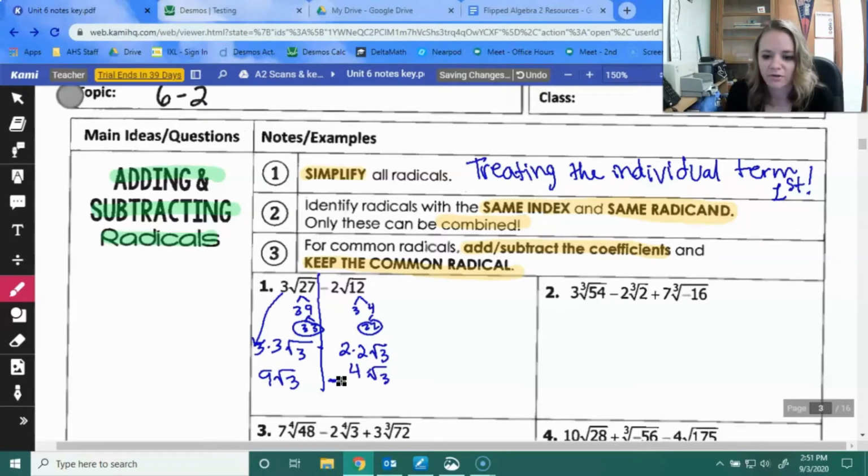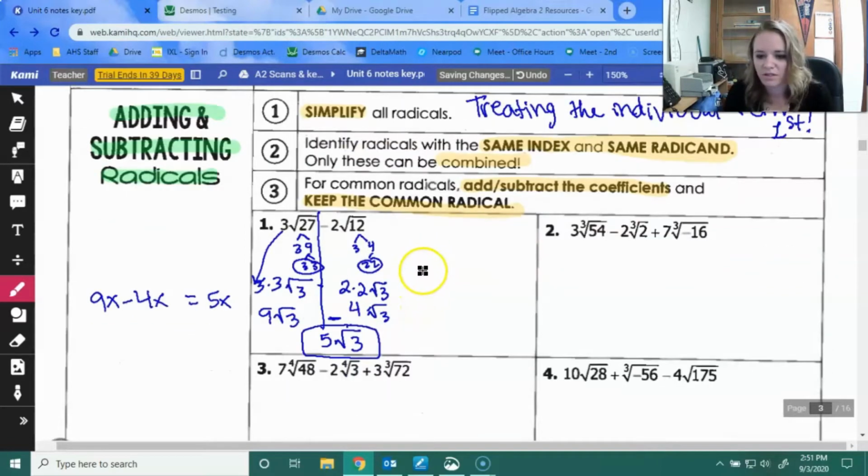And then after that, you just add and subtract the coefficients, kind of like the variables I was saying. So up here, these are different, but now that I have the same thing, 9x minus 4x, and of course instead of x, I'm just saying that that's radical 3. Yes, I would combine those, and I would get 5x. So it works the same way here. I would just say 5 radical 3. And that's the answer for this one. Okay?